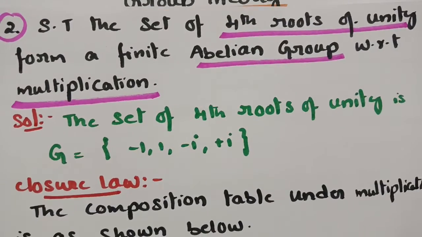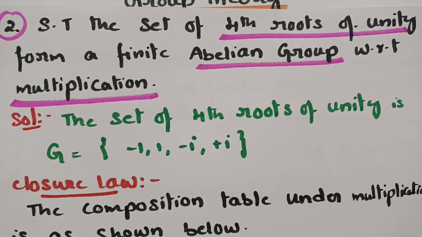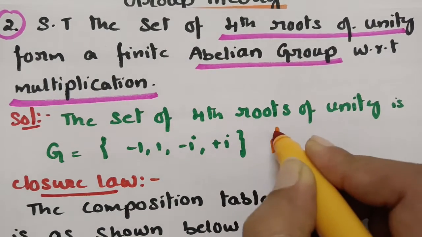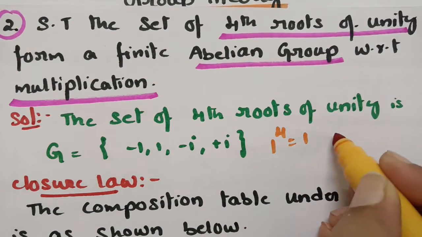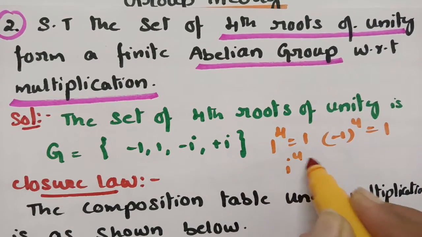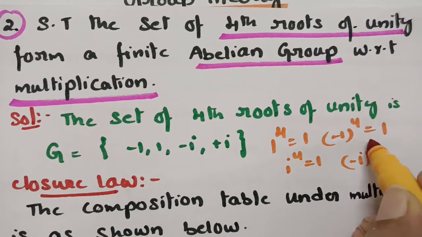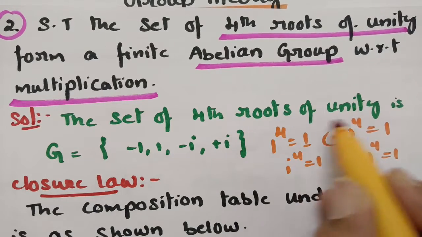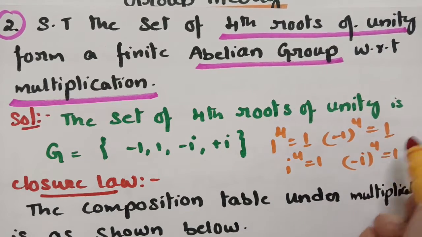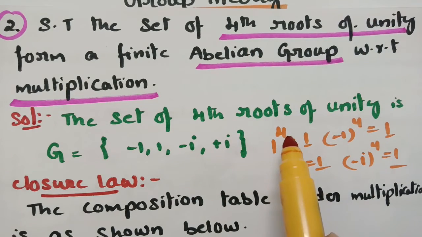See here, the set of 4th roots of unity forms a finite abelian group with respect to multiplication. So here, if you take 1 to the power 4, it is equal to 1. Minus 1 to the power 4 is equal to 1. I to the power 4 is equal to 1, as you know that I square is minus 1, and minus 1 into minus 1 is plus 1. And minus I to the power 4 is again 1. So if you take 4 as the power, we are getting unity as the answer, and this is nothing but the 4th root of unity.